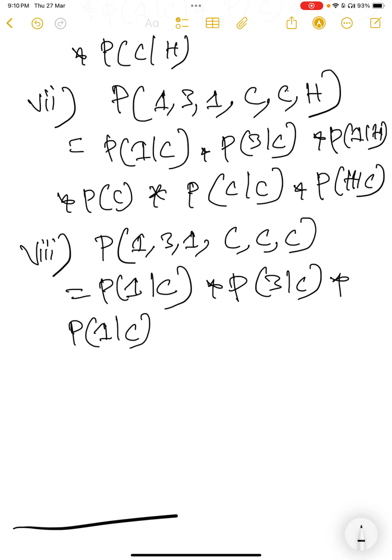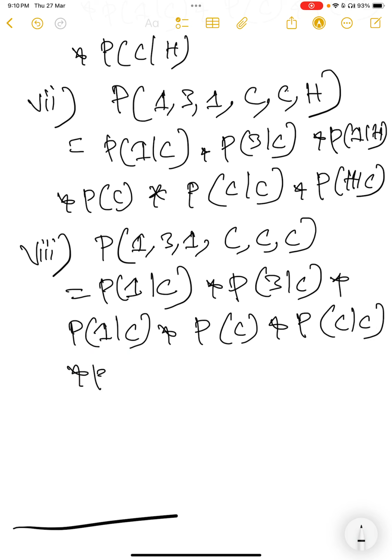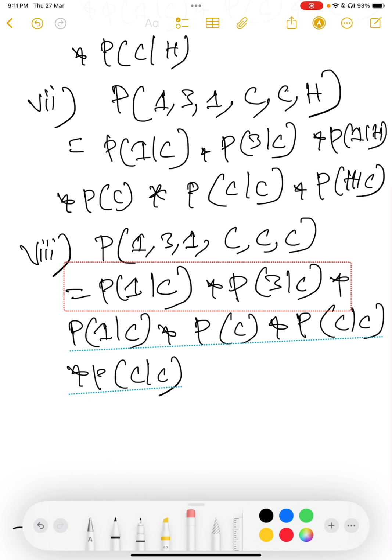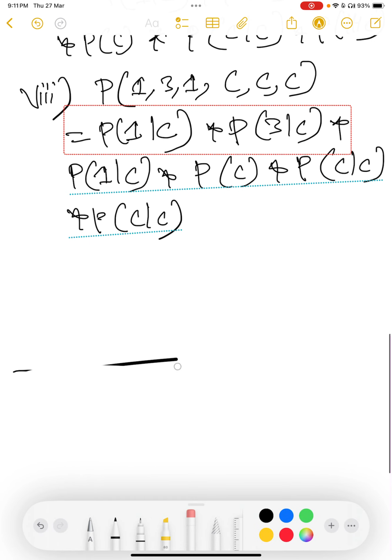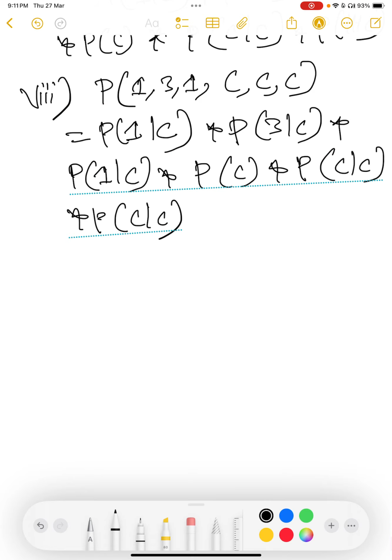We have to have a transition probability. What's the transition probability? It will be the probability of C being cold, and probability of C given C, into probability of C given C. So you need to substitute the values for all those things and find the values. So just do the calculation.